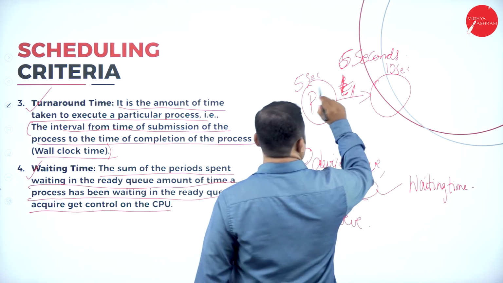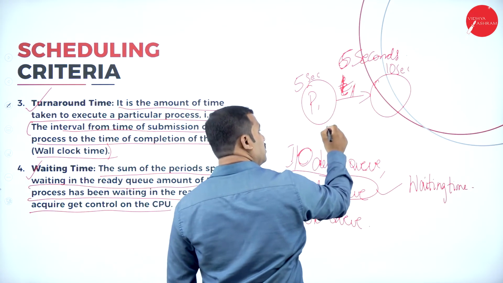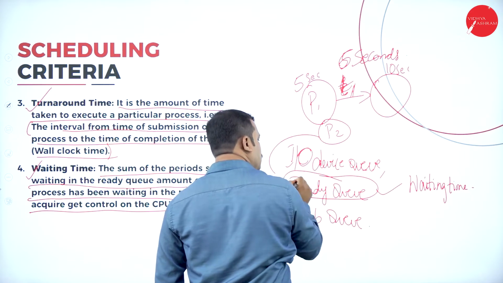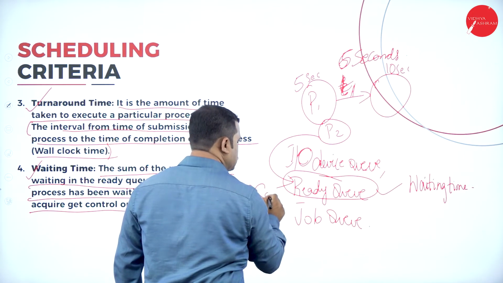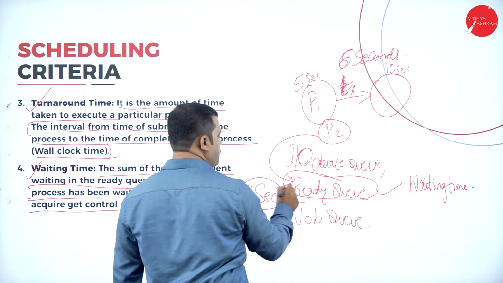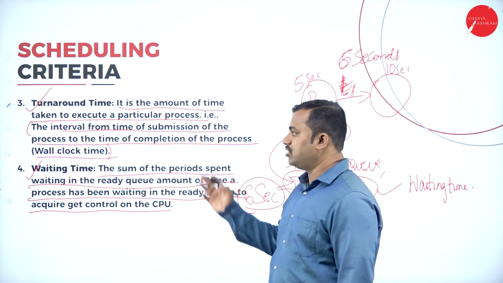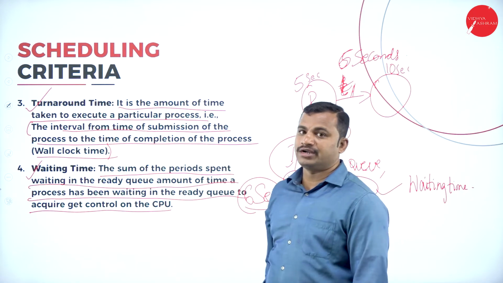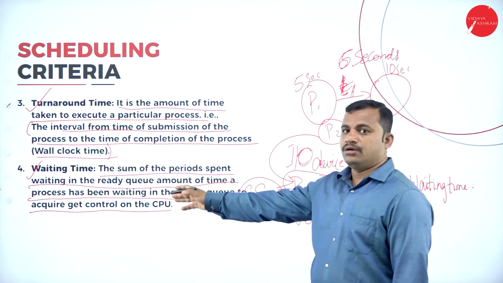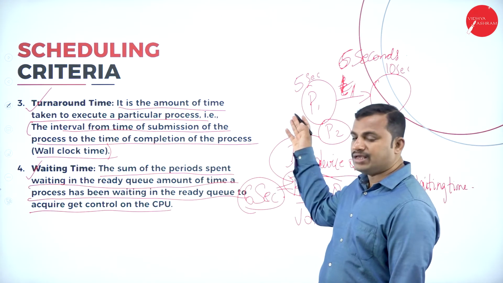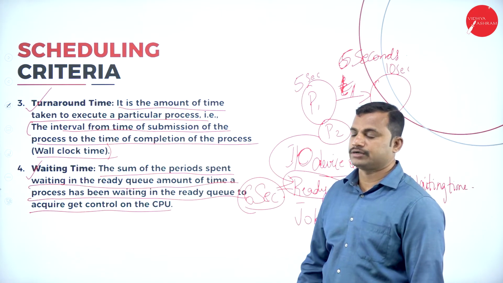Suppose P1 is the process that is executed from the 5th second to the 10th second. During this time, if process P2 waits in the ready queue, then what is the waiting time? 6 seconds of waiting time is consumed by the process P2 waiting in the ready queue. That is called the waiting time. So these are the 4 different types of scheduling criteria that are very, very important. Please make a note of it and explain very clearly and give an example for each of these so that full marks can be fetched.